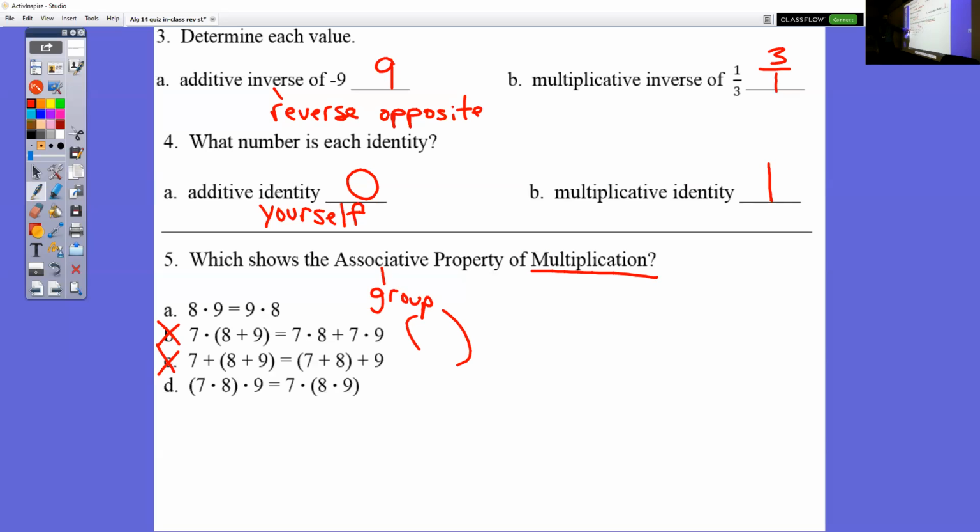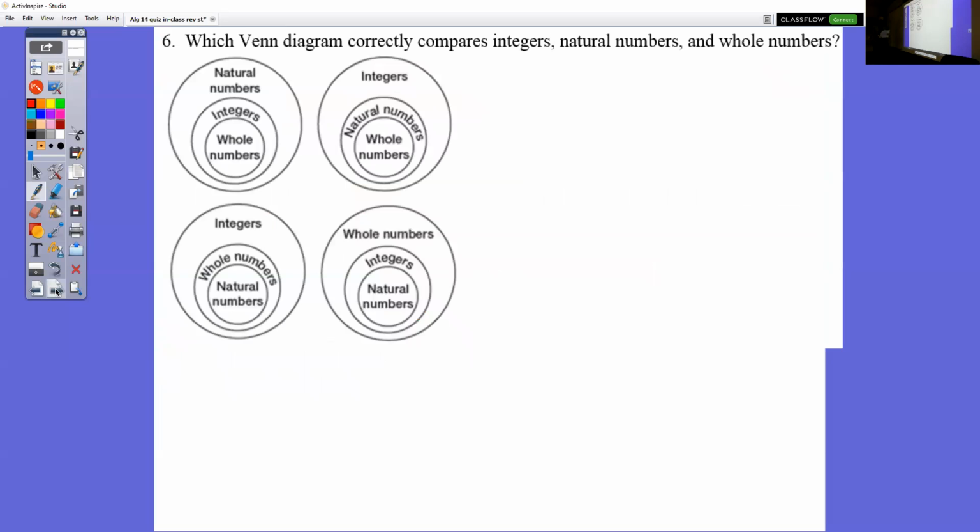Choice A is switching the order. Choice D is switching the group. Notice that the parentheses are around the 7 and the 8. Then the parentheses are around the 8 and the 9. So it would be choice D. Go ahead and try number 6. Which Venn diagram correctly compares integers, natural numbers, and whole numbers?